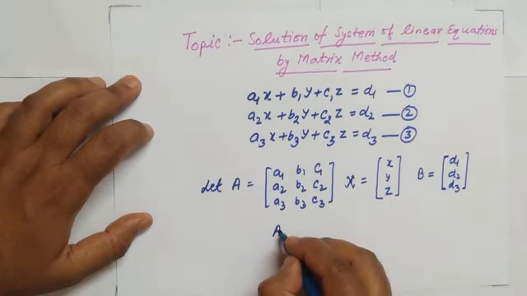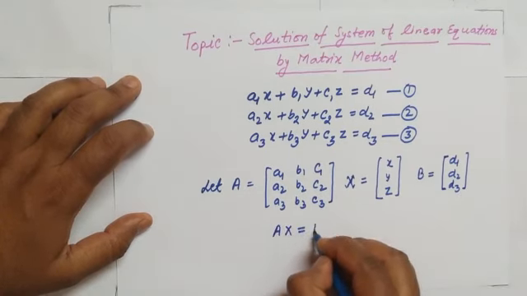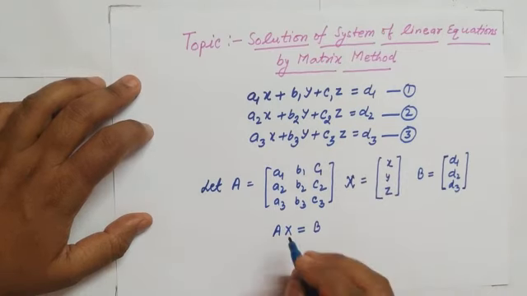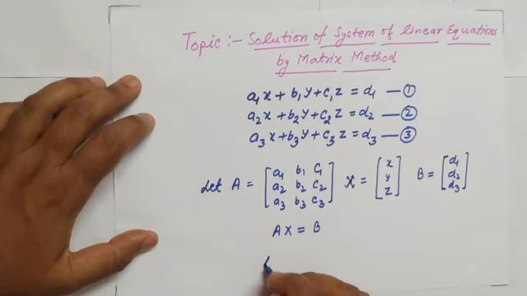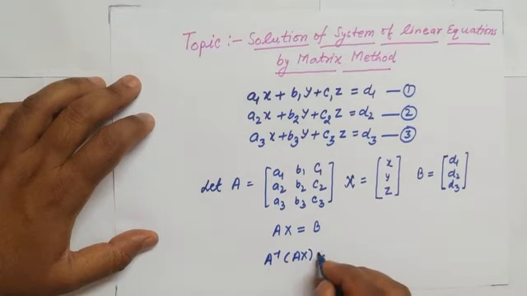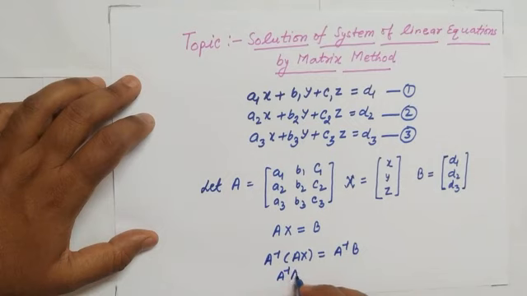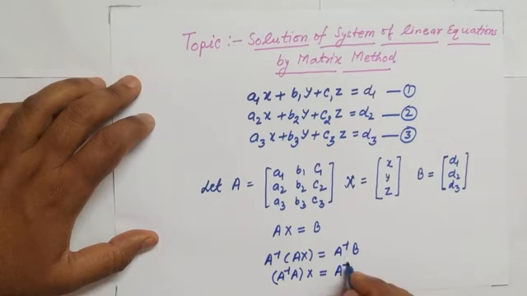Now look at this one. AX is equal to B. If we put the matrices A, X and B at these places, then ultimately these equations can be achieved. Now AX is equal to B. Now multiply by A inverse. A inverse AX is equal to A inverse B.